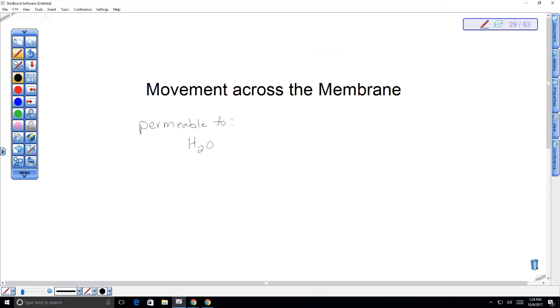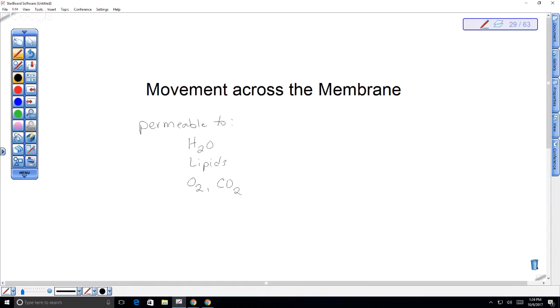So water can move right across the plasma membrane. The other thing that can move would be lipids. We talked about putting steroid cream on your skin and it being directly absorbed. Vitamin A and E are directly absorbed. So lipids, and then we have oxygen and carbon dioxide. Oxygen and carbon dioxide can move across the surface of the lining of our lungs to get into our blood, so it has to be permeable to that.